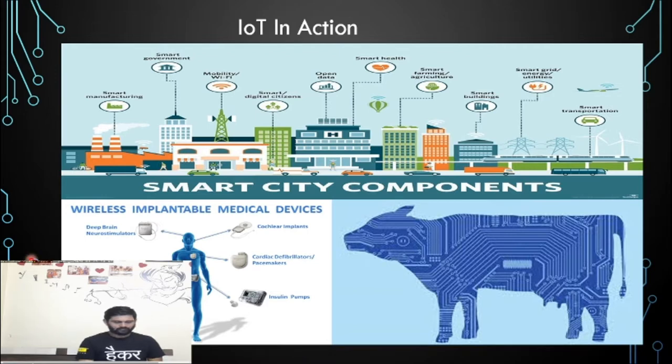Now let me introduce IoT in a deeper manner. I have classified IoT into three sections. Section one consists of IoT used at a large scale in multiple industries: manufacturing, government, the cellular industry, that is internet providers and ISPs, then smart digital citizens, smart health, the agricultural industry, smart building, smart grid obviously, and lastly the transportation industry. So let's go through them one by one. First, the transportation industry.